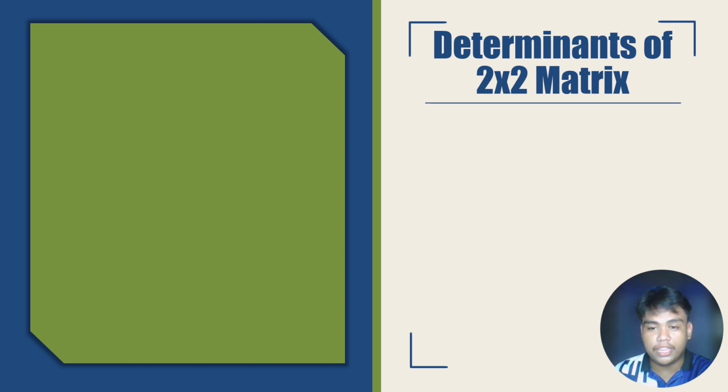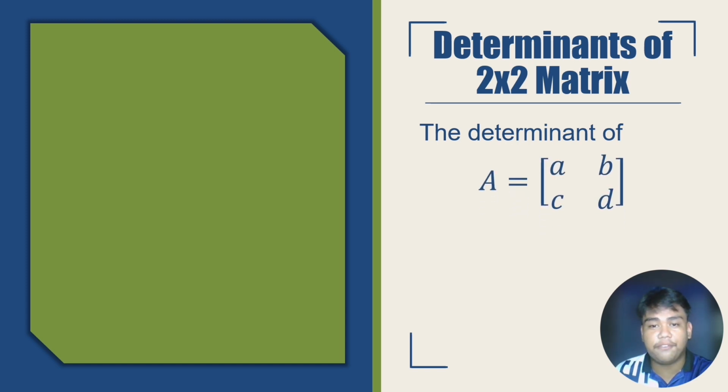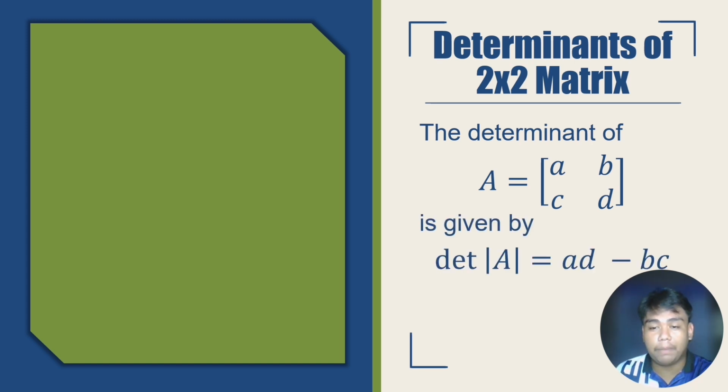So how will we do this? Given a matrix A that has elements a, b, c, d, we can get its determinant by simply getting the difference of the products ad and bc. Or we can just cross multiply it: a times d and b times c. Then we get their difference.